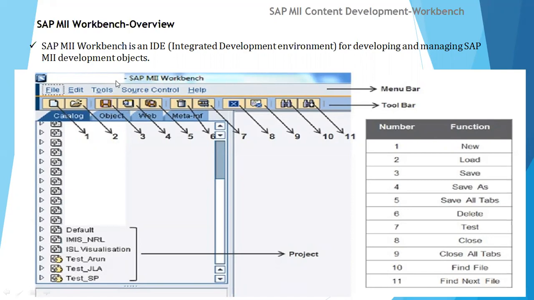Let me give you an overview of this SAP MII Workbench. It will look like this on a screen. You can see there is a menu bar, and the menu bar contains file, edit, tools, source control, help. With file, you can create new or open existing files and edit them, and there are some tools in this workbench. I will explain all these tools when I come to the actual development in SAP MII.